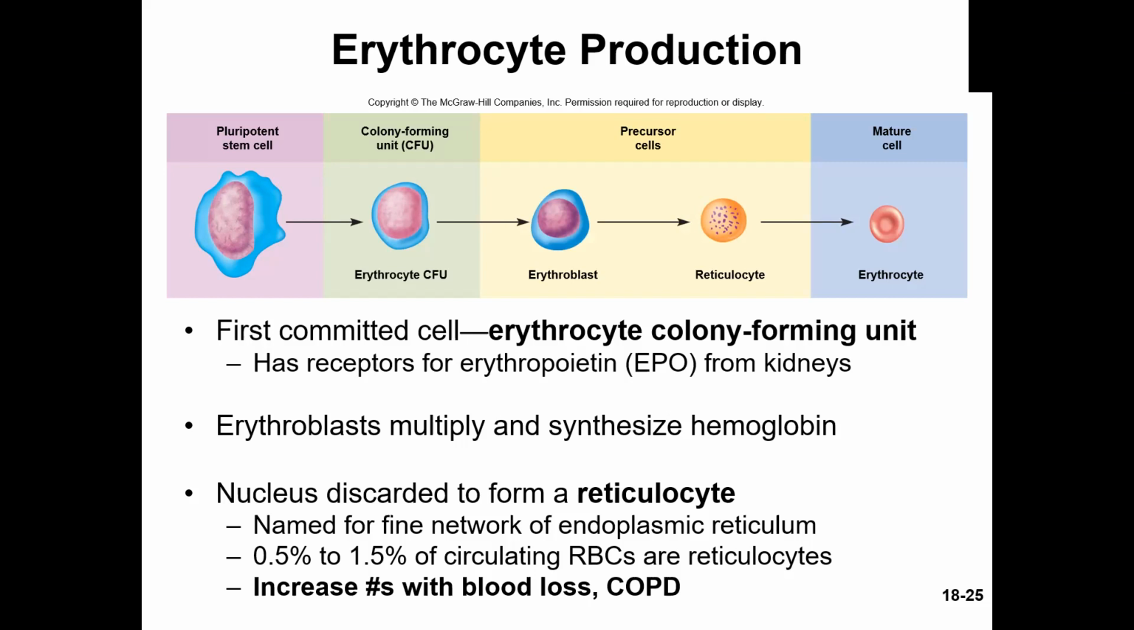If the nucleus gets discarded within this process, this is where the reticulocyte gets formed, and it's called that because of its endoplasmic reticulum. We're going to see more of these if we have blood loss or COPD.